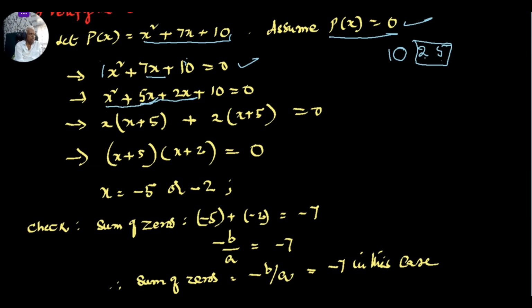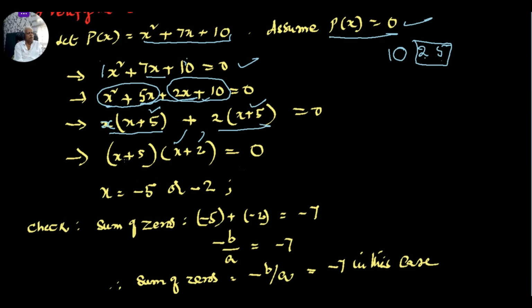So, you will get, here x is common in these terms. So, I have taken x. x times x plus 5 plus, here 2 is common in these two terms, 2 times x plus 5. So, x times x plus 5 plus 2 times x plus 5. In this expression, we have x plus 5 common. So, we take out x plus 5. If you take out x plus 5, in this term you get x, in this term you get 2. So, x plus 5 times x plus 2 equal to 0.